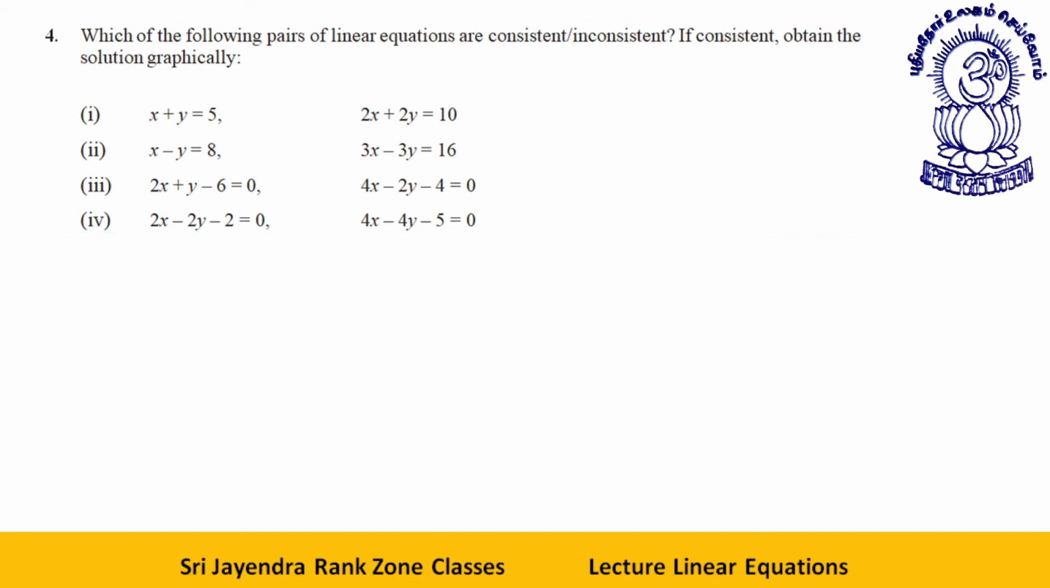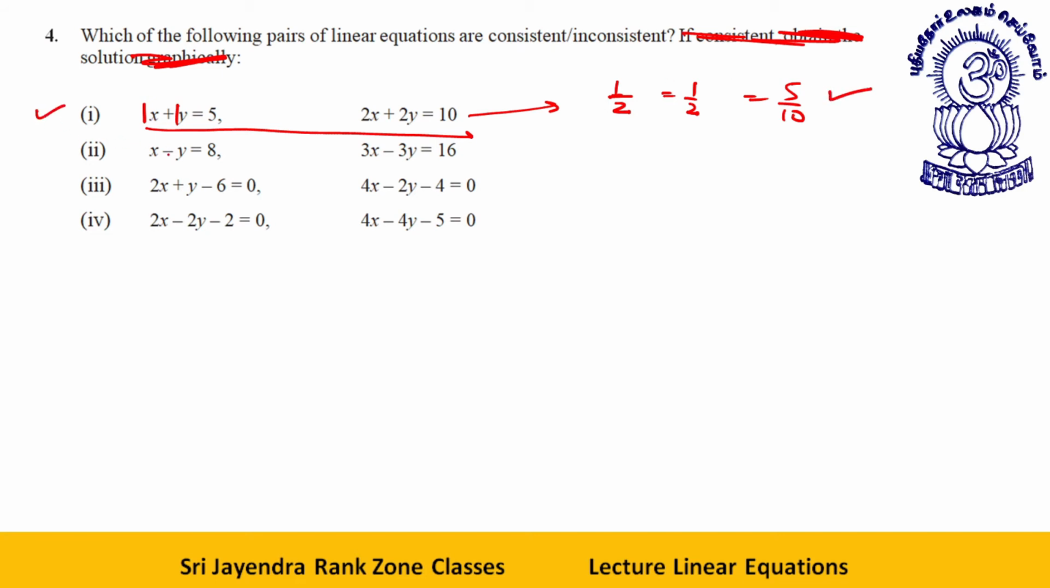Which of the following pair of equations are consistent or inconsistent? We just have to tell consistent and inconsistent. Okay, let's start with this. See, here the coefficient is 1, 1, and then 5. If I start with here, A1 by A2 is equal to 1 by 2. B1 by B2 is equal to 1 by 2. C1 by C2 is 5 by 10 is equal to 1 by 2. So this is consistent. Okay, we need to just tell consistent. So this one is consistent.